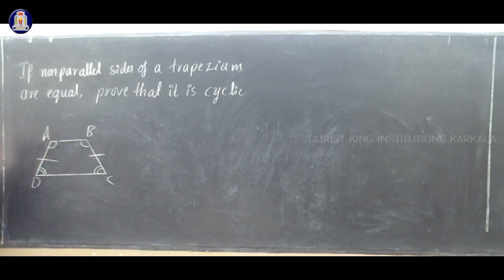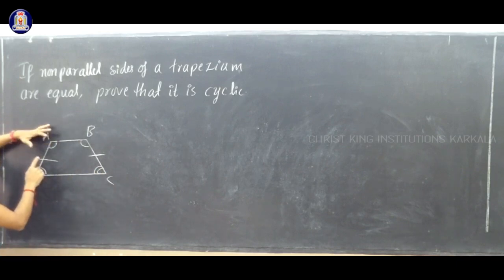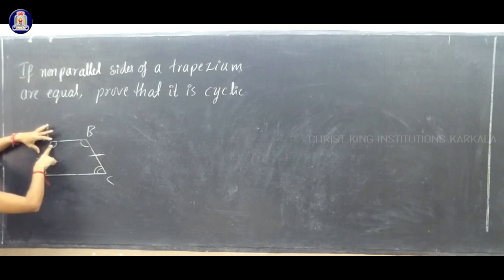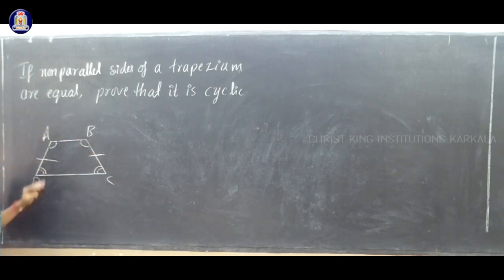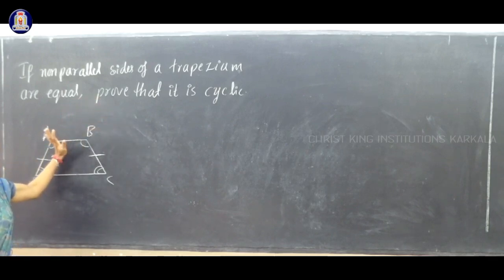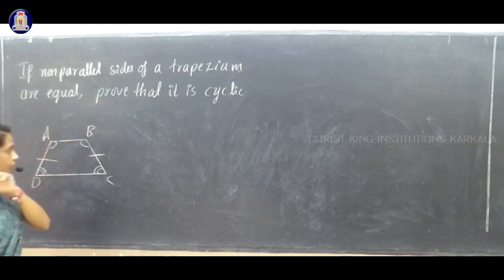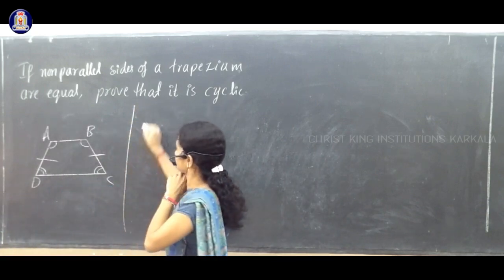One more property we studied is that adjacent angles corresponding to parallel sides are supplementary. These are the parallel sides. Adjacent angles corresponding to parallel sides means angle A and angle D have a sum of 180 degrees, and angle B and angle C have a sum of 180 degrees. We use that, and next we use one theorem in this circle chapter, which proves that this trapezium is cyclic. So how to start?